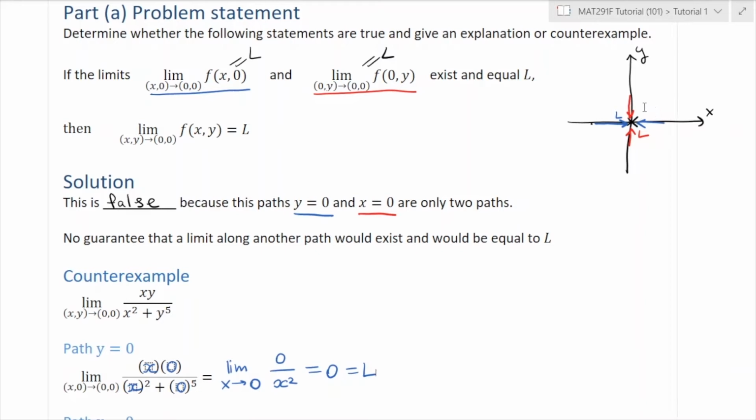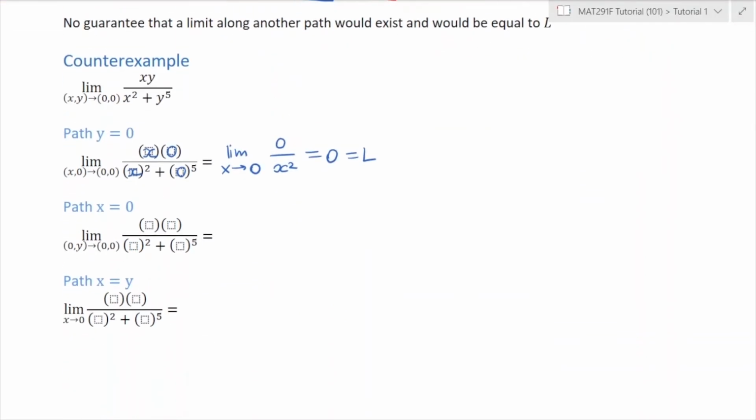Let's find the limit along the red path. We have x equals 0 identically, and then y is just some small number close to 0. So then again, we get the limit as y approaches 0 of 0 over y to the 5th, and this is equal to 0 again, so the same number L.